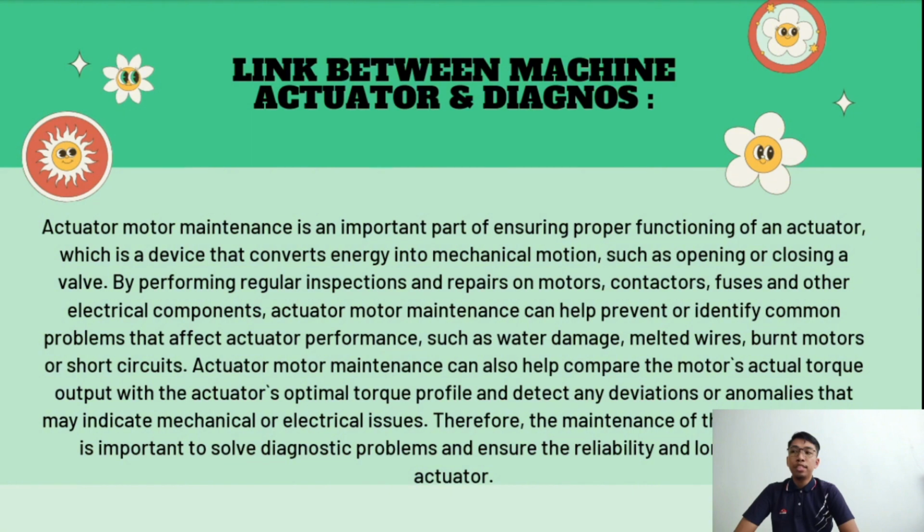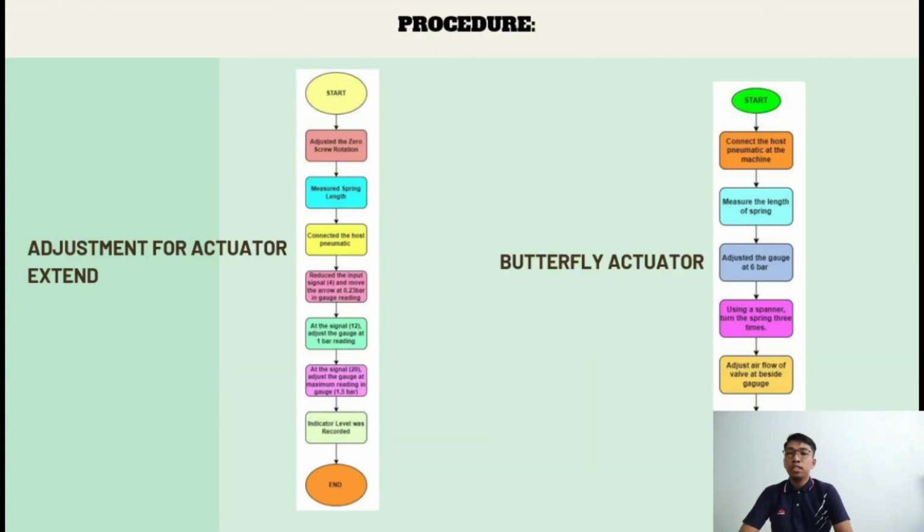Actuator motor maintenance can also help compare the motor actual torque output with the actuator's optimal torque profile and detect deviations or anomalies that may indicate mechanical or electrical issues. Therefore, the maintenance of the actuator motor is important to solve diagnostic problems and ensure the reliability and longevity of the actuator. The next one is a procedure.